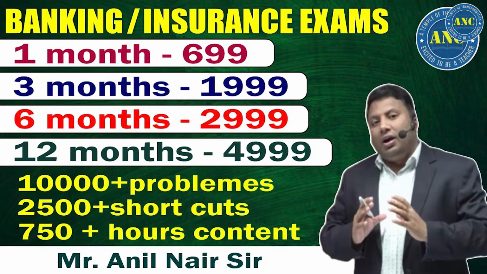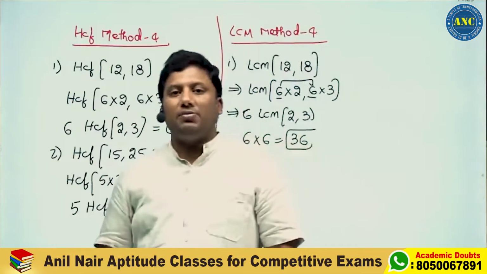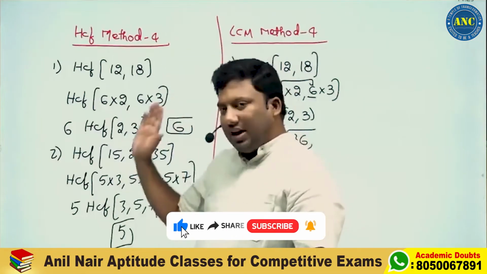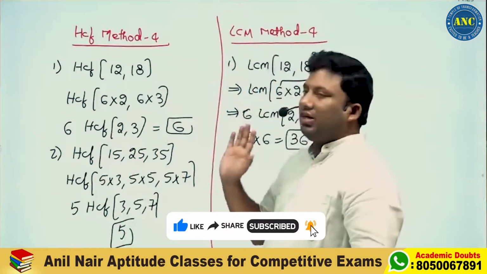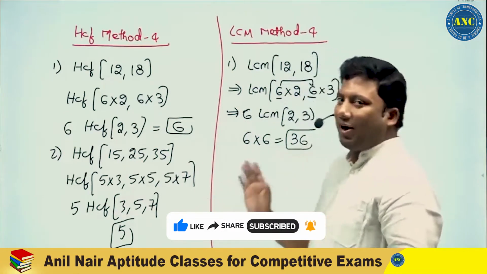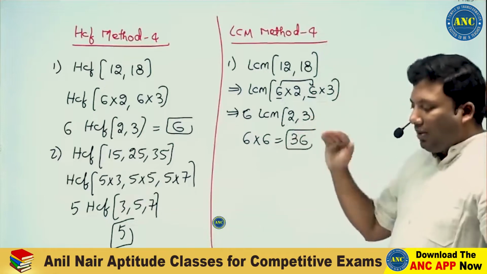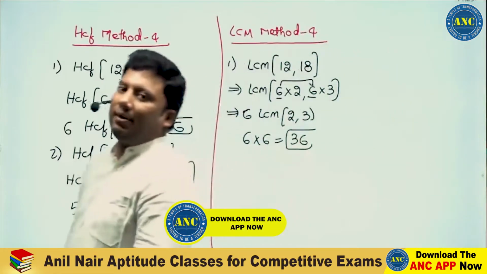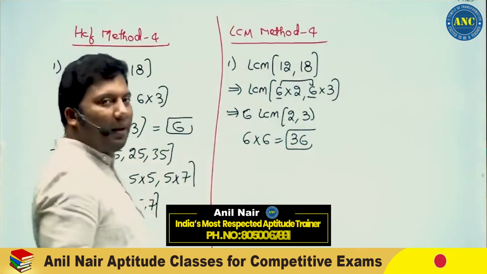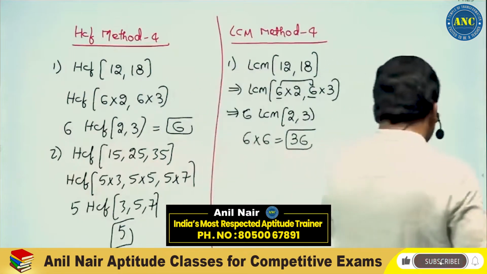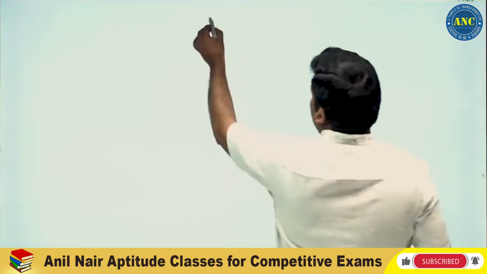If it is LCM, LCM of co-primes is their product. If it is HCF, HCF of co-primes is 1. I hope that with HCF method number 4 and LCM method number 4, you understood the parallelism. Next one.